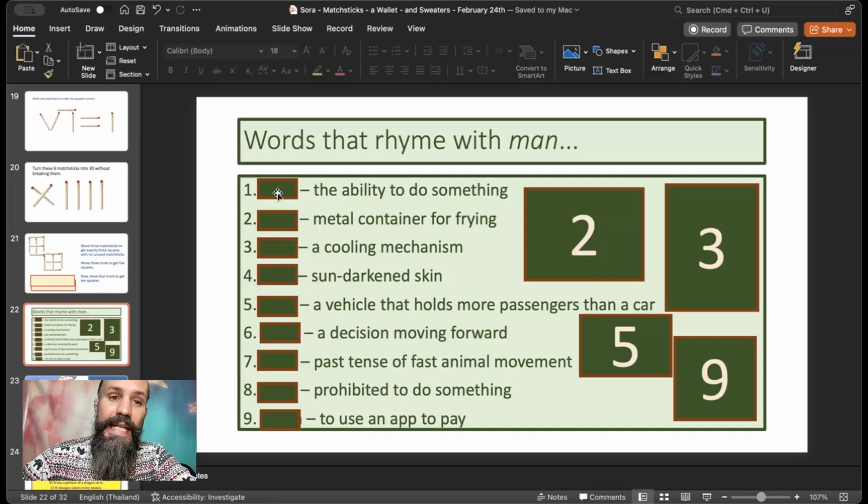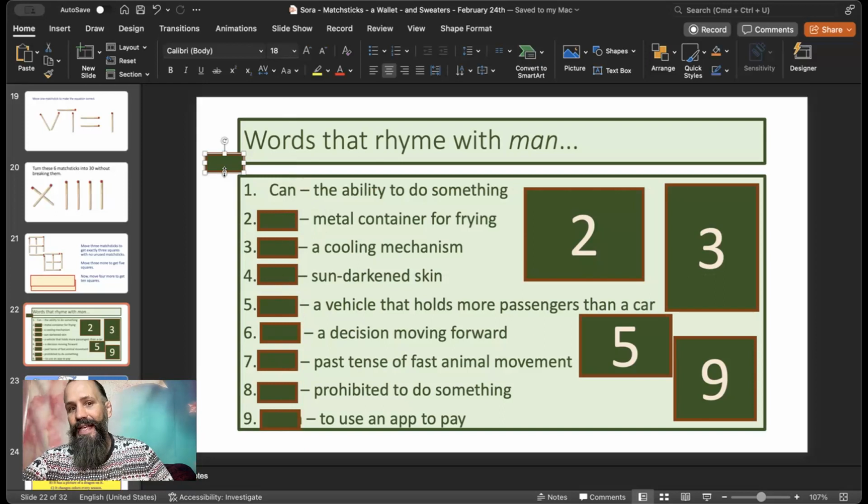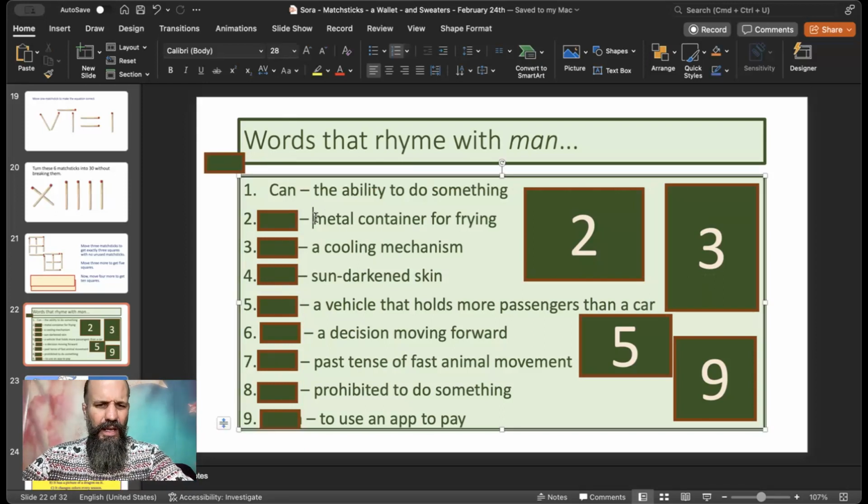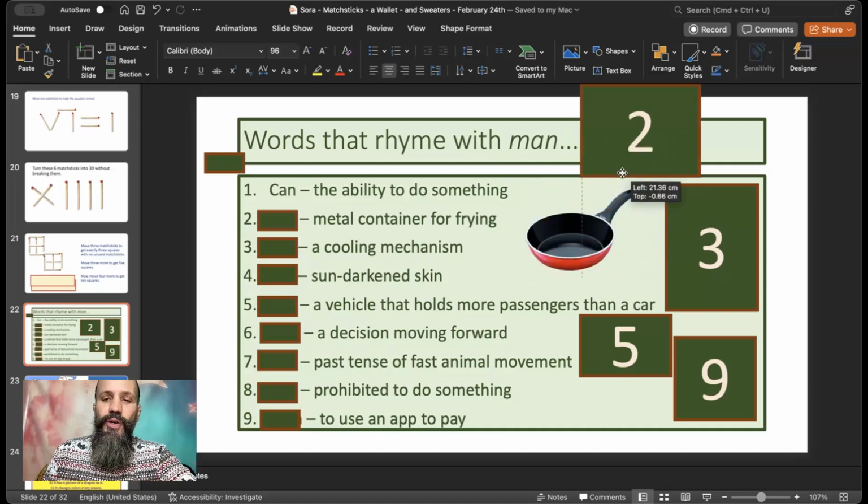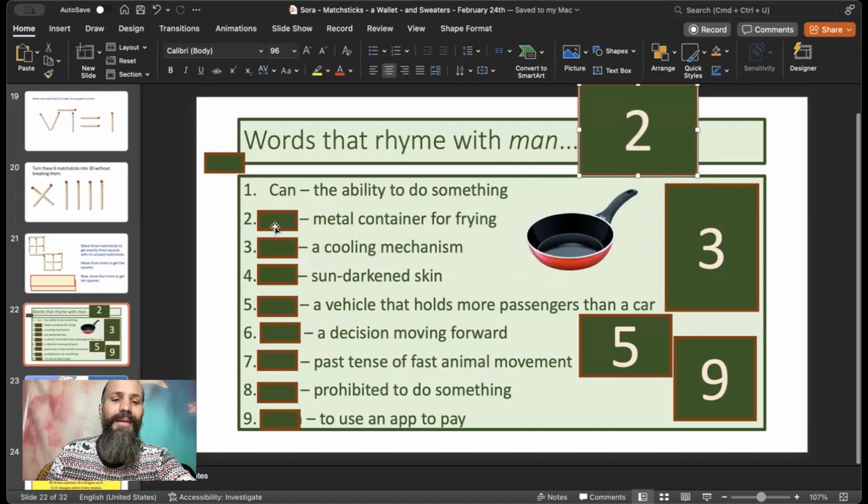Number 1, the ability to do something. Can. That's easy, right? Metal container for frying. Again, this is kind of a weird way. I'm intentionally giving a kind of cryptic definition because they're so easy. And then if they still can't get it, I will give them these 4 examples. I have a picture of it, and then they can usually get that. Okay, a metal container for frying.